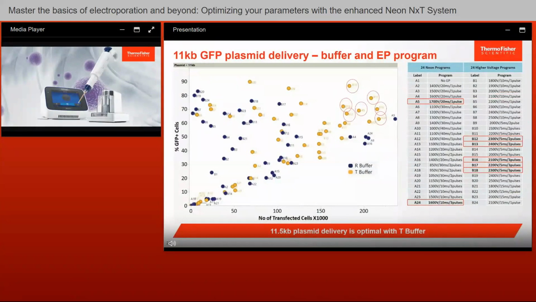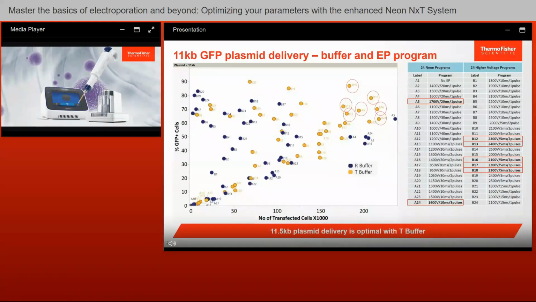So we have performed a similar study for a larger 11.5 kb plasmid delivery into Jacquelyn cells. In this case, all yellow points at the top right corner of the plot indicate that T buffer performed best for the delivery of larger plasmid into the Jacquelyn cells. In T buffer and with the programs indicated by the red boxes, we achieved up to 85% transfection efficiency.